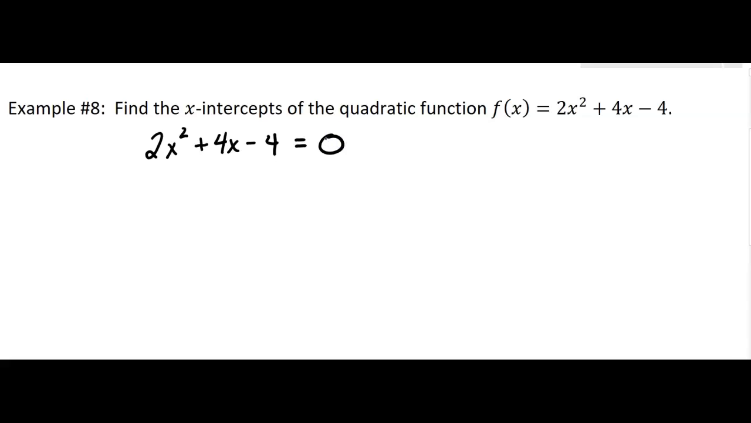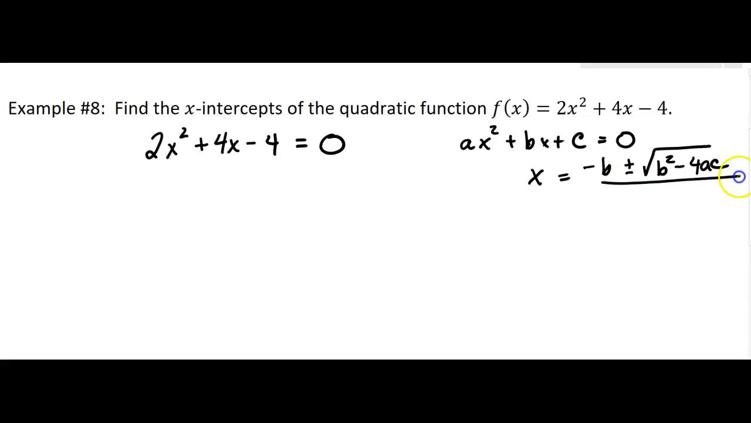But we're setting the function equal to 0 to find the x-intercepts. So this is a quadratic equation, and we can use the quadratic formula, which, remember, if you have ax squared plus bx plus c equaling 0, then x equals, nope, not that. Been a while since I used the quadratic formula, I guess. The opposite of b plus or minus the square root of b squared minus 4ac all over 2a. That is the quadratic formula. You've probably seen it somewhere in your past.